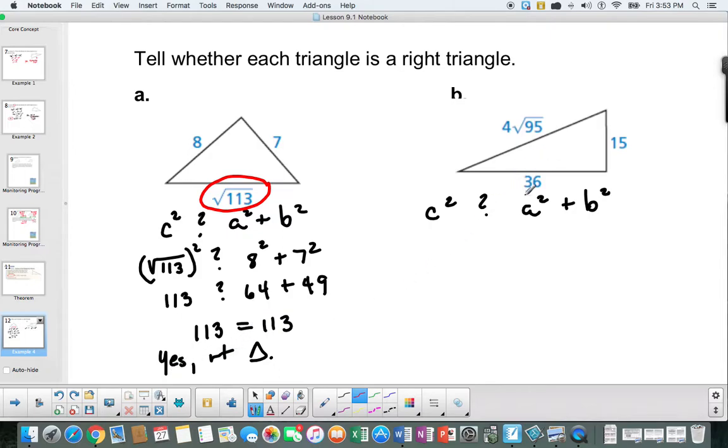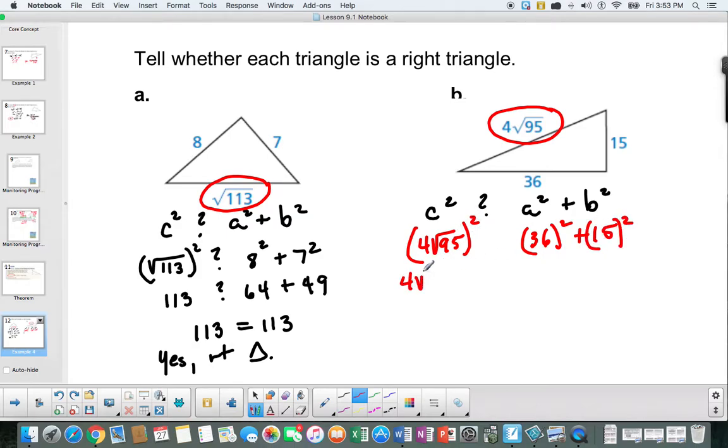Now over here, I've started the problem, and I have to decide which is the biggest number. If you put this in the calculator, you're going to find that's the biggest number. So I'm going to write 4 root 95 squared, and then 36 squared plus 15 squared. Remember, square means you can write it out twice. So this is 4 root 95 times 4 root 95. And I'm just going to add up the other side very quickly. And I'm getting 1521.